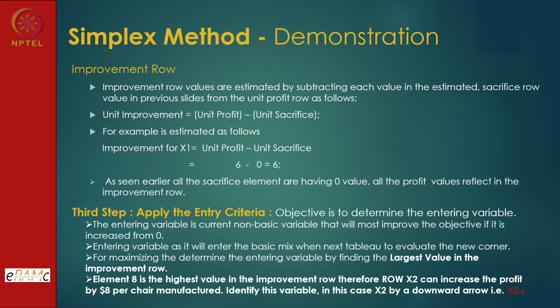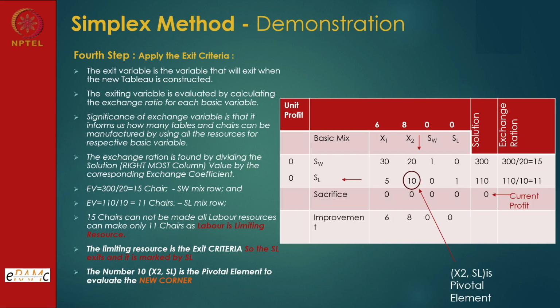The element 8 is the highest value in the improvement row. Therefore, x2 can increase the profit by 8 per chair. We identify the variable, and now we will see this operation in the table. 8 is the value that gives us maximum profit, so x2 becomes the entering variable, and S1 becomes the exit variable. How we will see that.